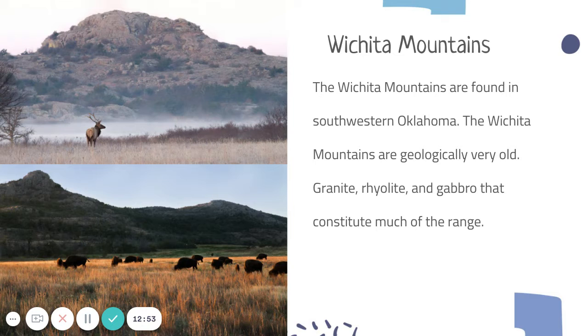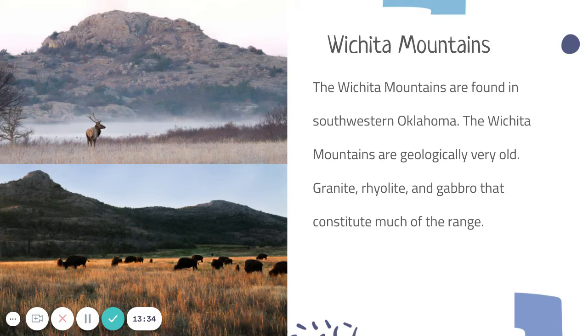And then we head into the Wichita Mountains. This small region in Oklahoma still is distinct. It's unique. So we see that in the southwestern region in Oklahoma, we can find the Wichita Mountains. We see that these mountains are so old that they date prior to the flood. Okay, before God called down the flood to wipe the earth clean and start anew.